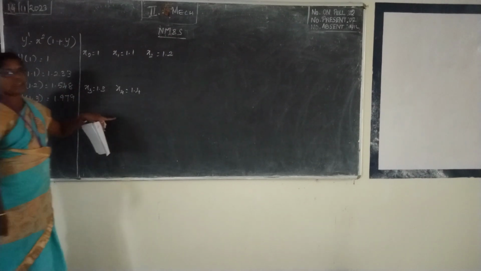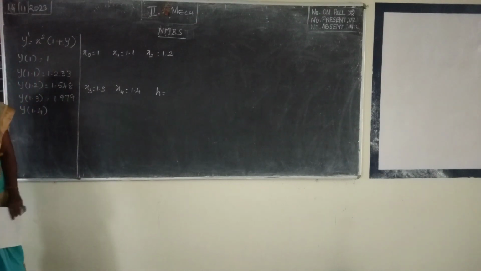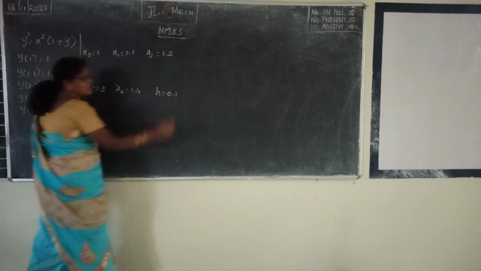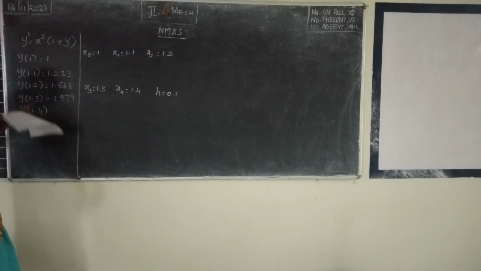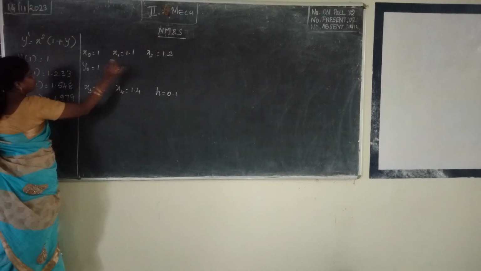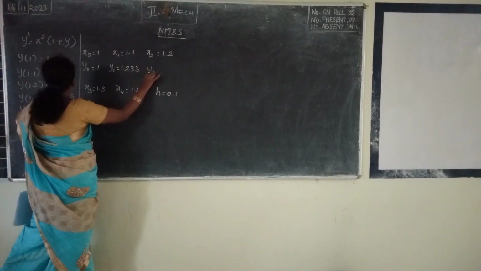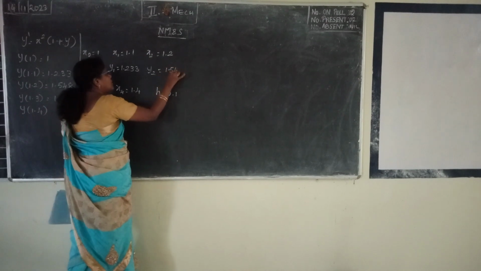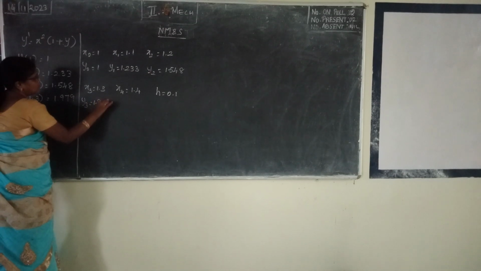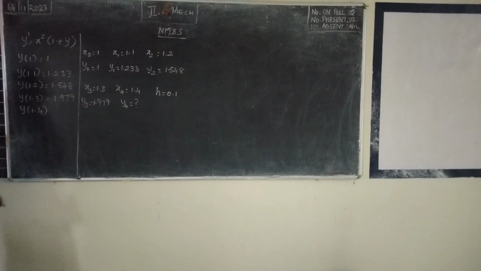Once you have written the x values, identify what is h. h is x1 minus x0, so h value is 0.1. Identify the corresponding y values. y0 is 1, y1 is 1.233, y2 is 1.548, y3 is 1.979. You are supposed to find y4.